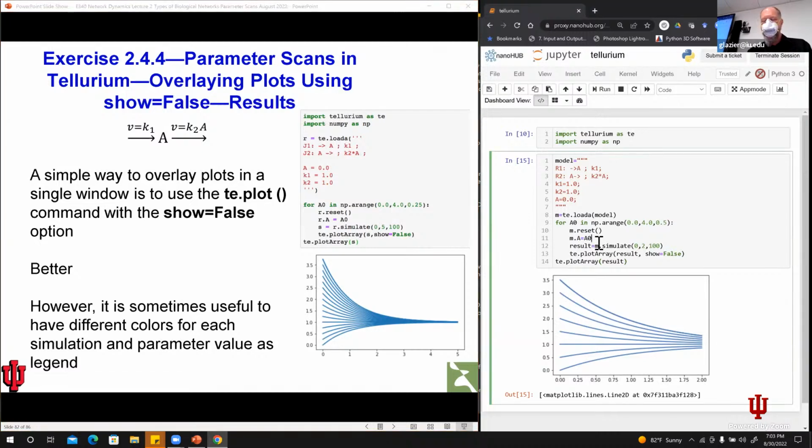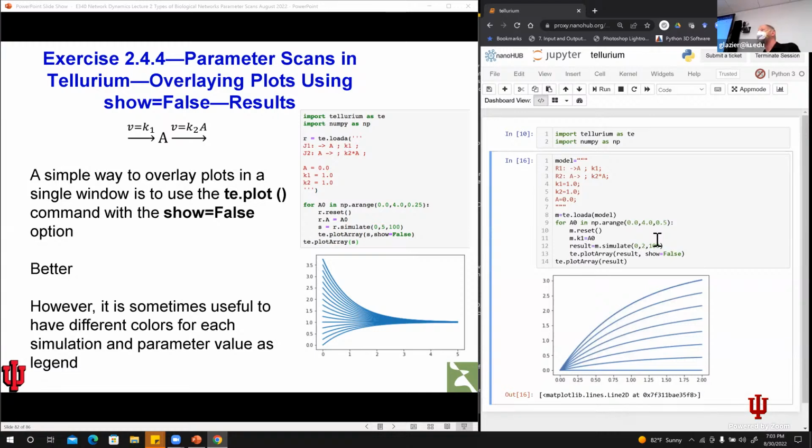What if, instead of changing A0, the initial value of A, we change K1? Sorry, I did this wrong. Try that. Does that work for people? So here I'm changing the rate at which I'm producing A, and you'll notice that the final value goes up. I can change K2.